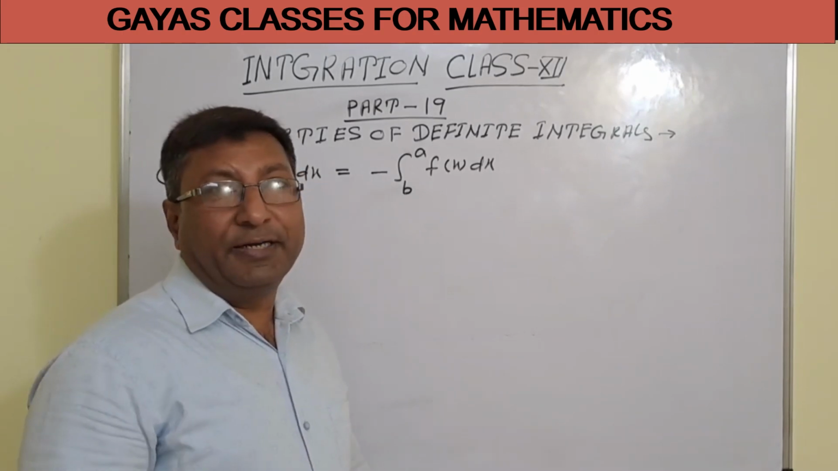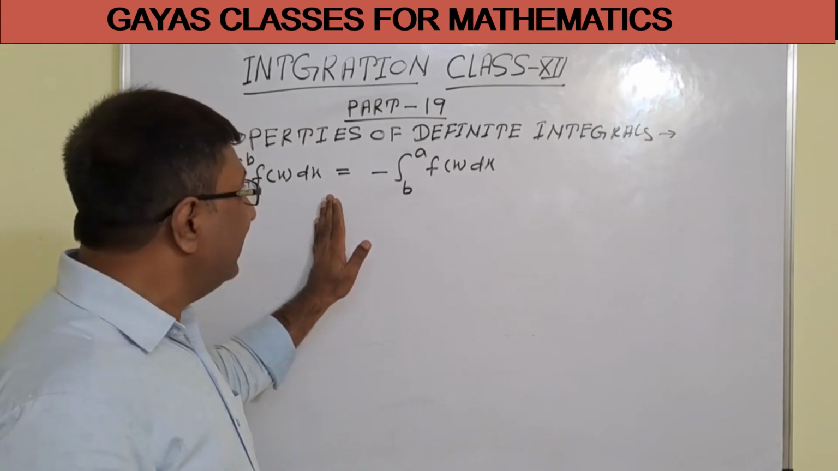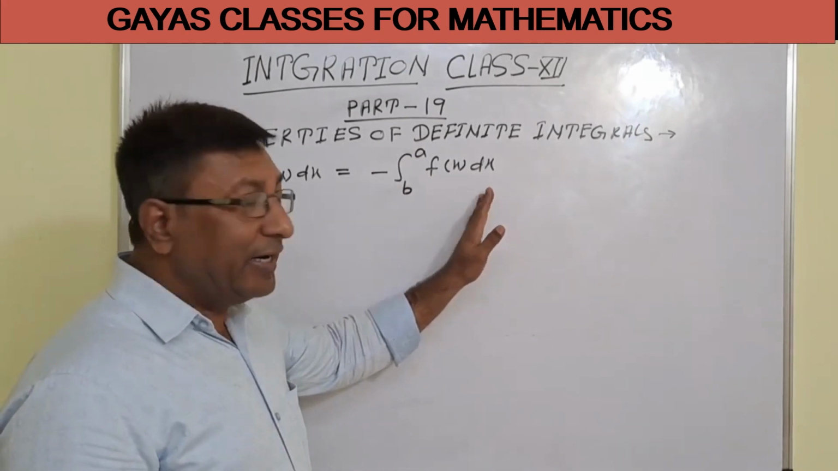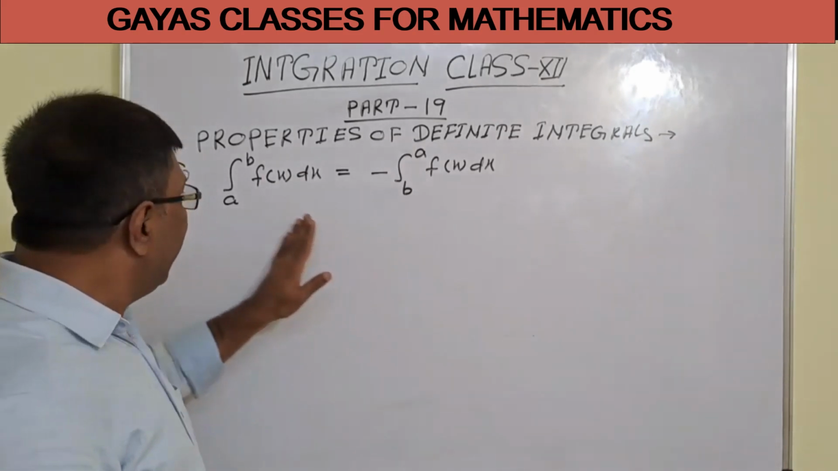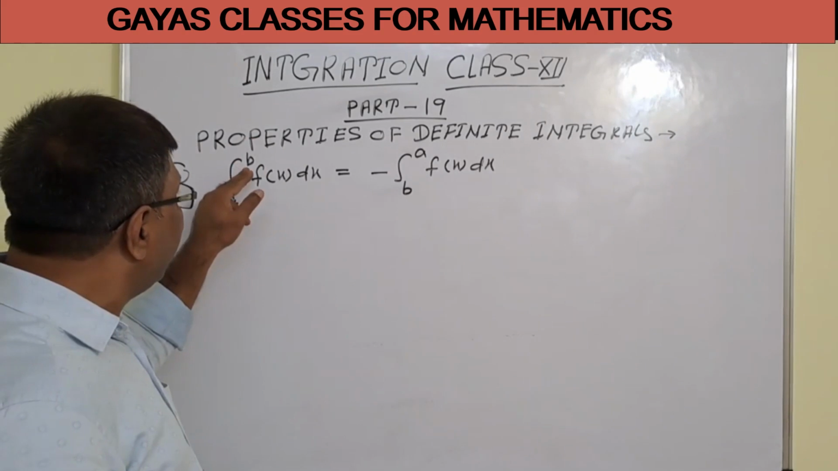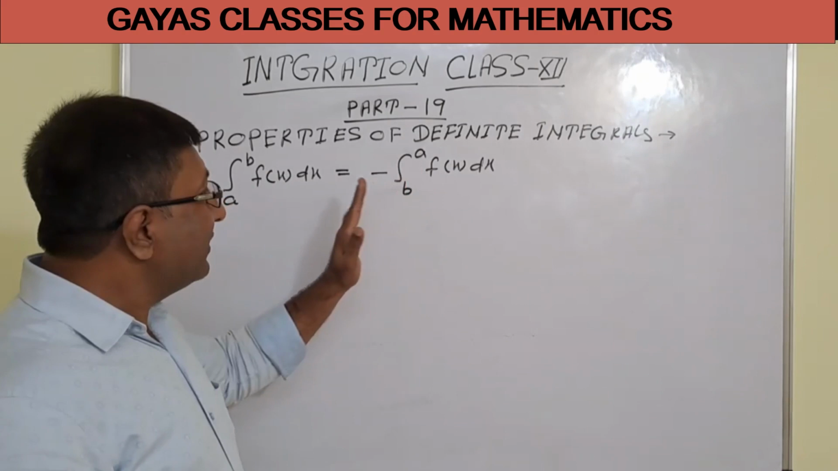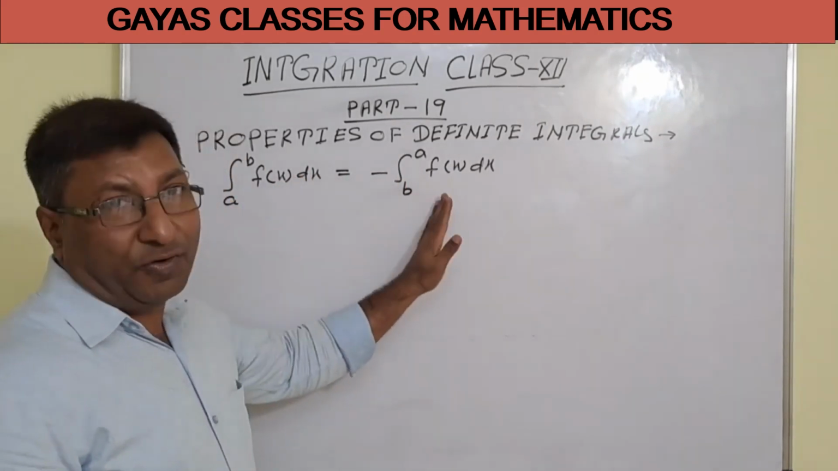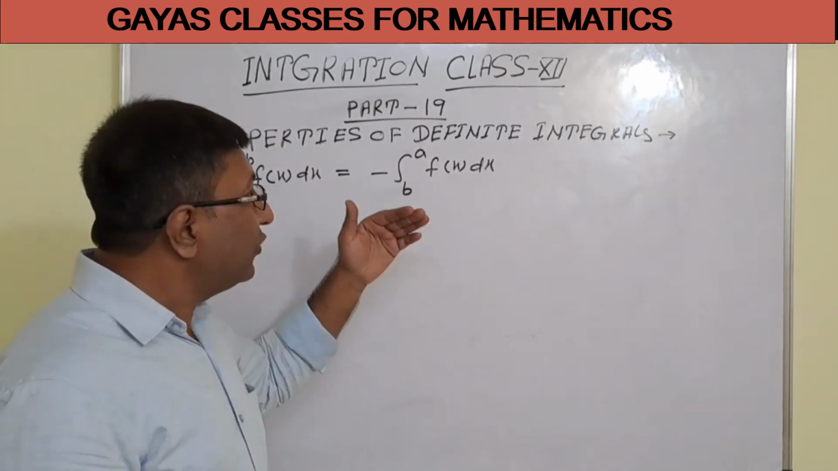Now see property number 2. The property 2 is what? Integral from a to b of f of x dx equals minus of the integral from b to a of f of x dx. That means if it is the same function here and the same function there, with limits a to b, and we interchange the limits, that means the upper limit becomes the lower limit and the lower limit becomes the upper limit, then the result will be minus of the original, that is, negative of the first.